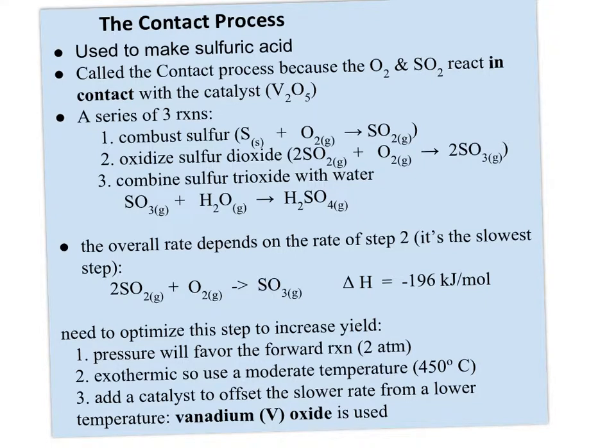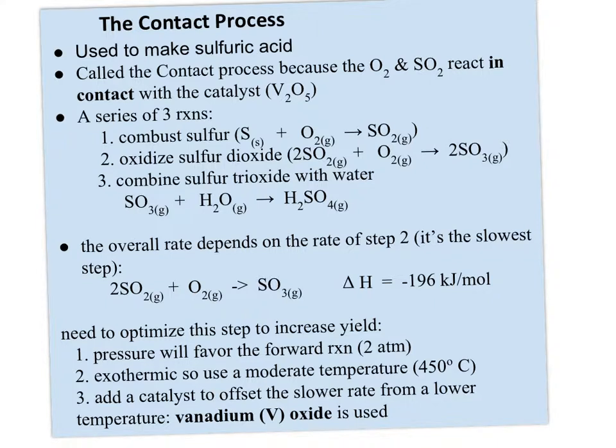The contact process is used to make sulfuric acid, and on the earlier slide I showed you all the uses of sulfuric acid. So it's the most commonly produced and consumed chemical in the world in industry. And it's called the contact process because the O2 and SO2 to start this whole reaction react in contact with the catalyst, which happens to be vanadium oxide.